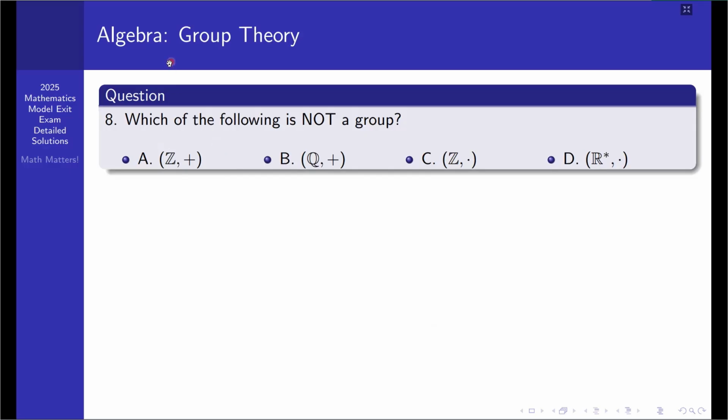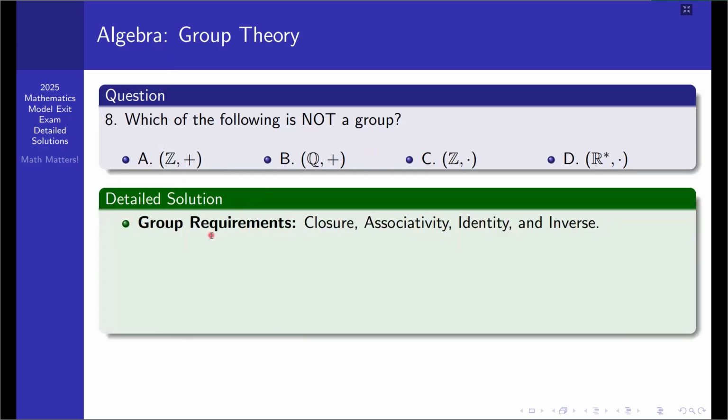Okay, question number 8, which is the algebra part. Which of the following is not a group? So in order to determine which alternative doesn't form a group, let us see the requirement or the condition for a given set with its corresponding binary operation to be a group.